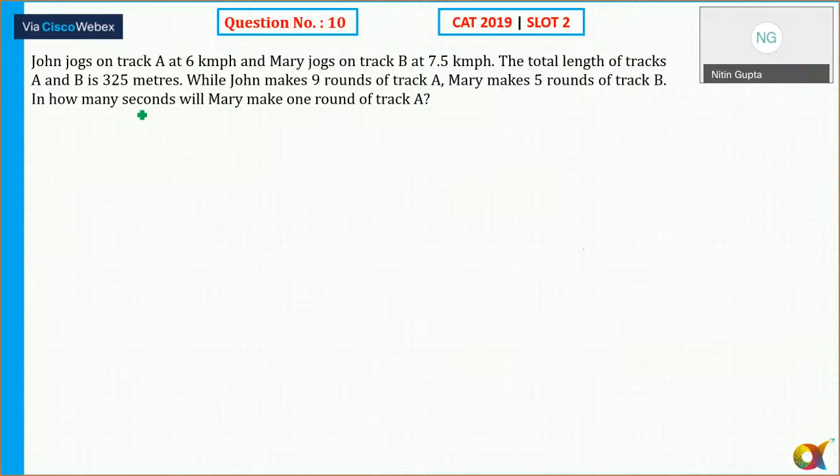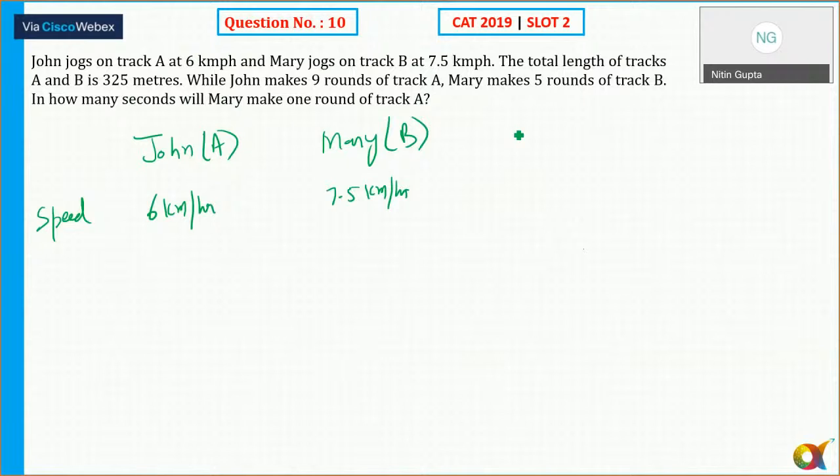It is saying there are two persons, John and Mary. John jogs on a track at a speed of 6 kilometers per hour. Mary's speed is 7.5 kilometers per hour. The total length of the tracks are A and B meters. Now it says while John makes 9 rounds of track A, Mary takes 5.